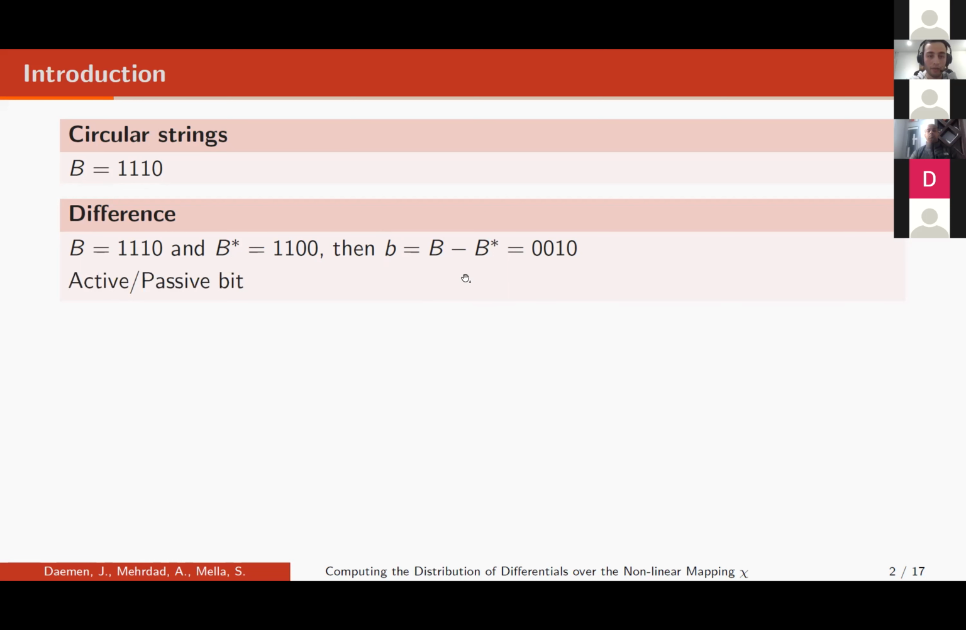And then we define some terminology like active and passive bits. If a difference bit is equal to 1, we call it active, and if it is equal to 0, we call it a passive bit. And also Hamming weight, which is equal to the number of active bits in a difference. So here we have only 1 active bit, so the Hamming weight of this string is equal to 1.